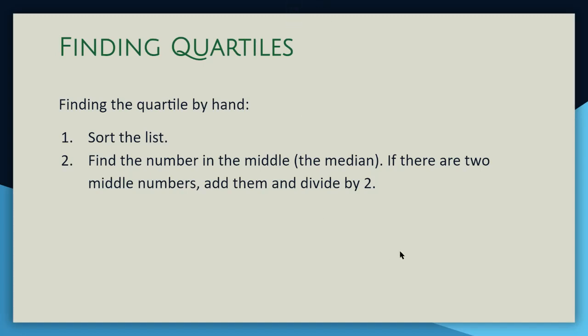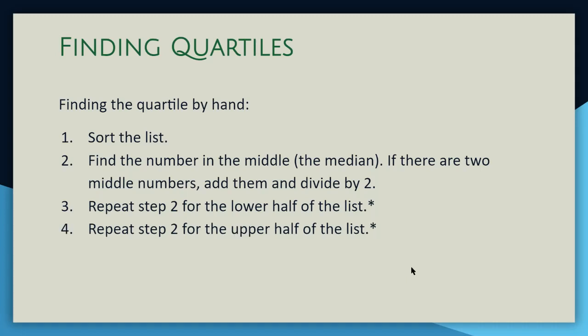Once you've found the median, you're going to draw a line where that median is. Then you're going to repeat that second step for the lower half of the list, all the numbers below the median, and then the upper half of the list, all the numbers above the median. And you'll notice those two steps have asterisks next to them. You don't want to double count your values. So let's go back to our previous slide.